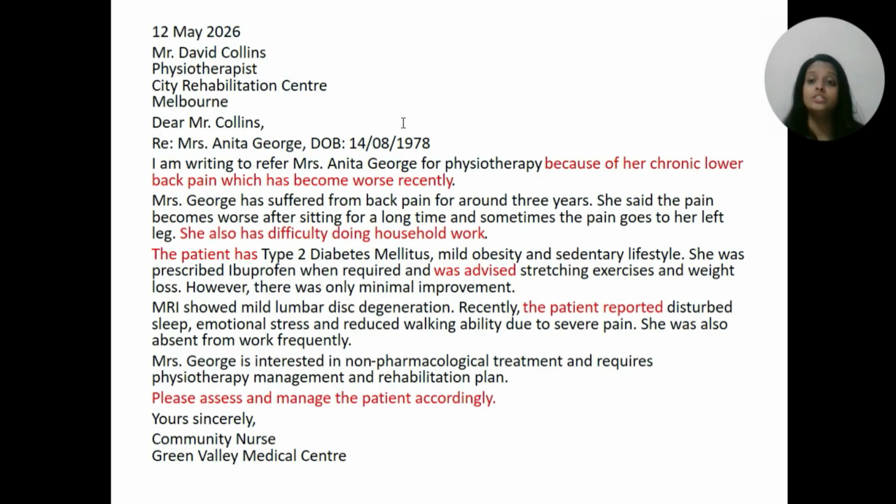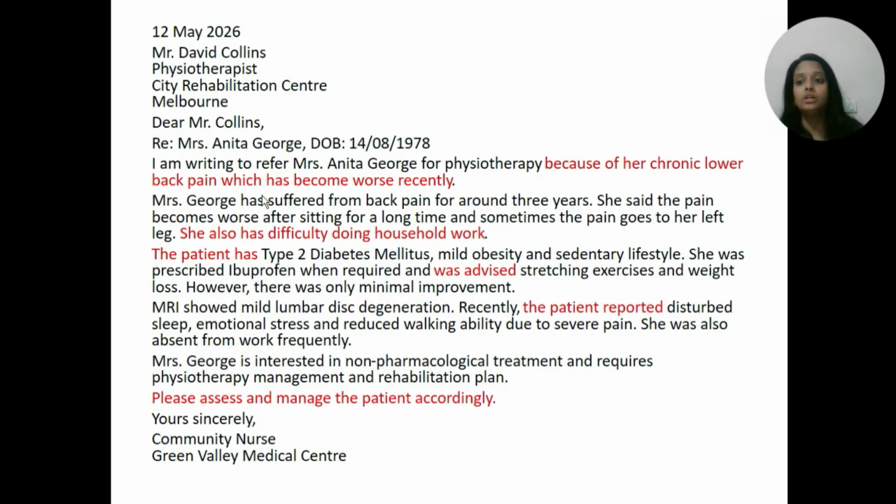But OET is not only checking, can the examiner understand you? They are checking, can you write like a healthcare professional naturally and efficiently? That's the difference, right? So let me list out the problems in this response. The first problem here is, look at this one.